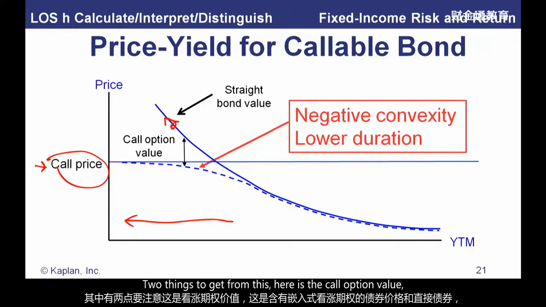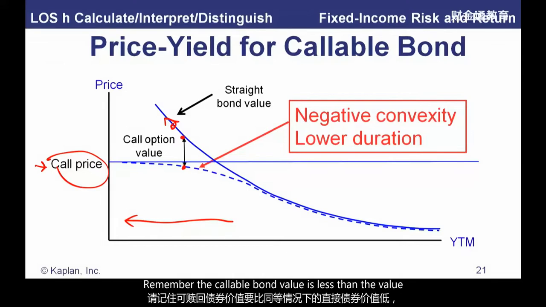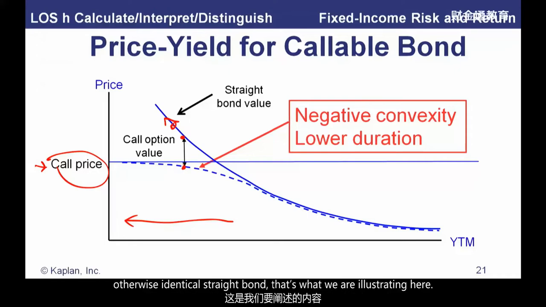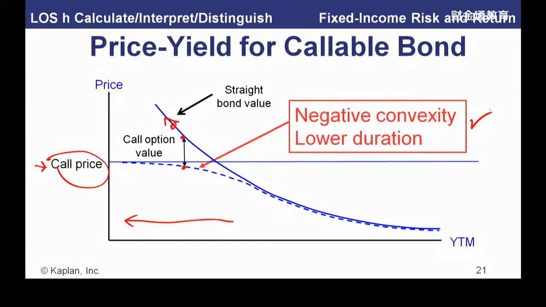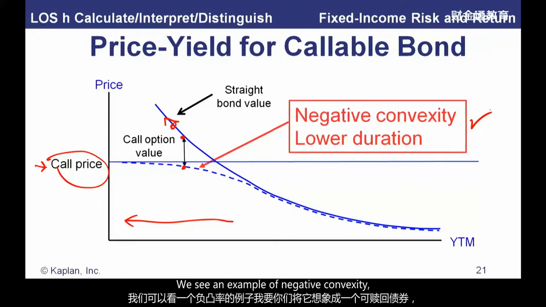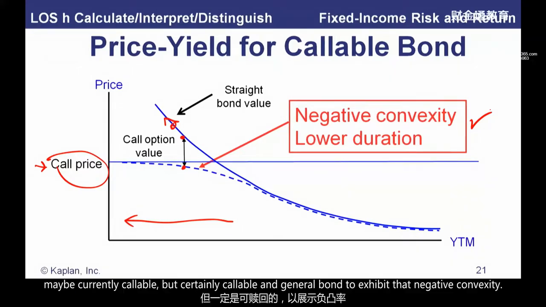Okay, so two things to get from this. Here's the call option value, the difference between the bond's price with an embedded call option and a straight bond, an option-free bond. So there's the call value right there. And remember, the callable bond value is less than the value of an otherwise identical straight bond. So that's what we're illustrating there. Another fairly interesting thing is that we could have an area of negative convexity there, where it curls over like that. So if we see an example of negative convexity, I want you right away to think, gee, this may be a callable bond, maybe currently callable, but certainly callable in general, to exhibit that negative convexity.